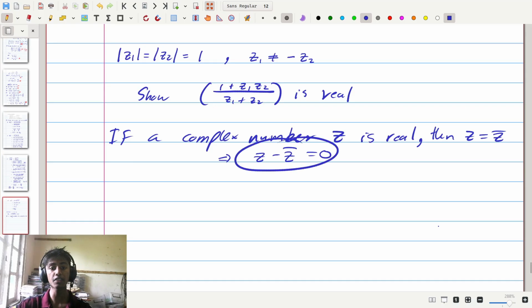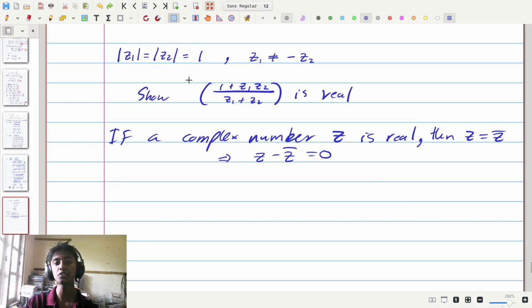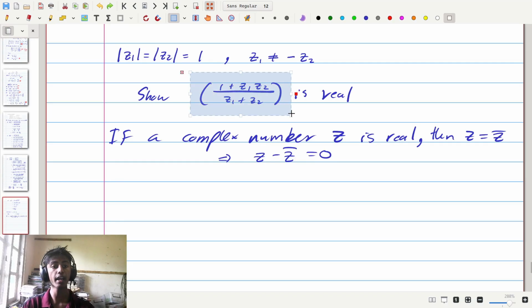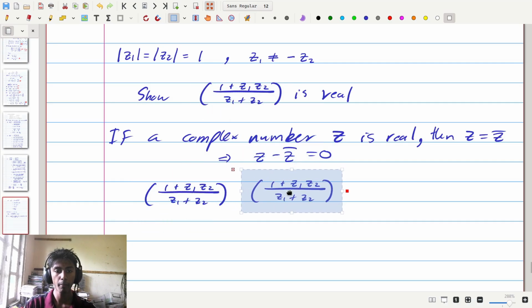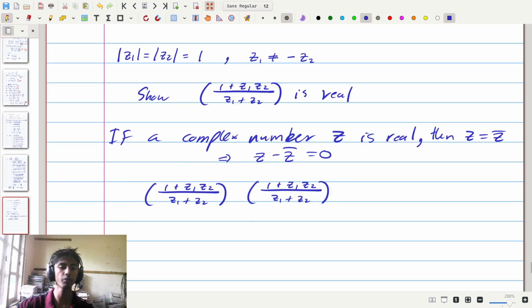Now this right here is the condition that I'm going to be using in order to check if this number right here is a real number. So what I'm going to do is take this number and substitute it in instead of z and see what we get. If we get 0, then we can conclude that this number is a real number. So substituting in, we get this number minus its own conjugate.